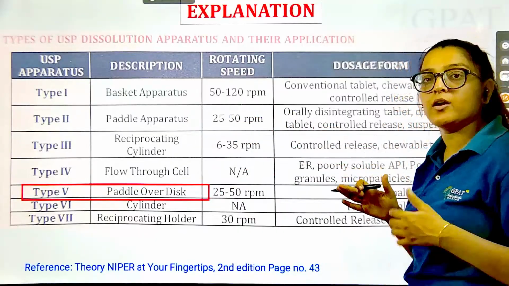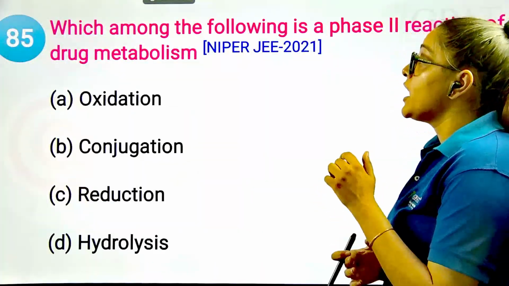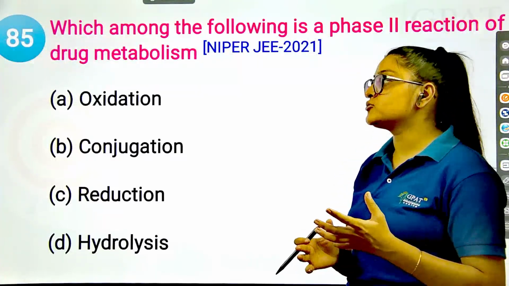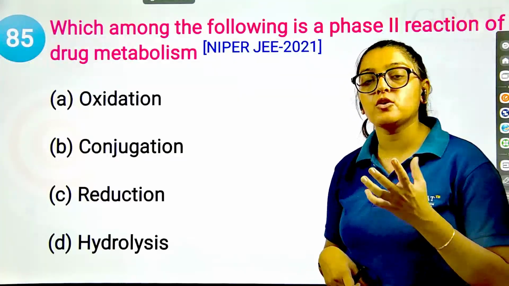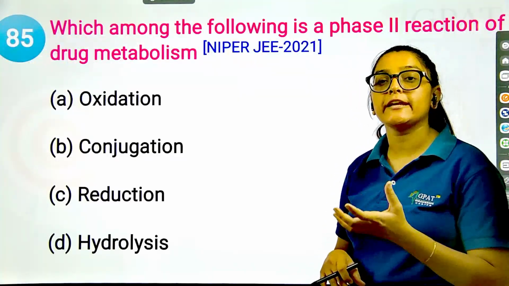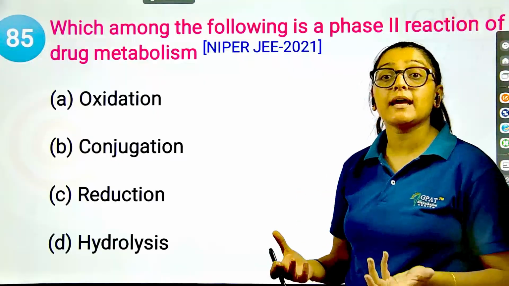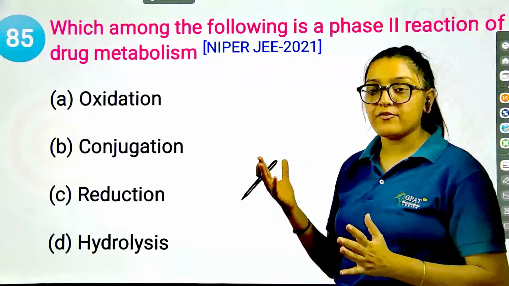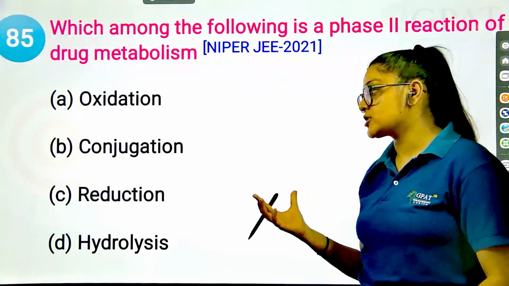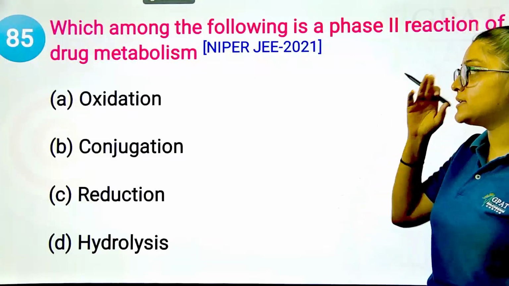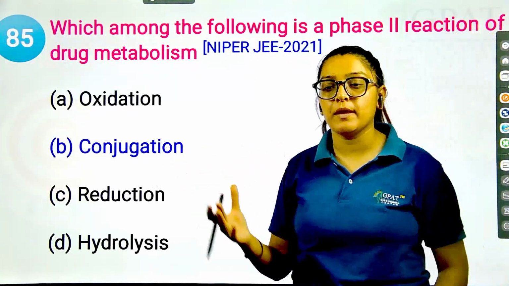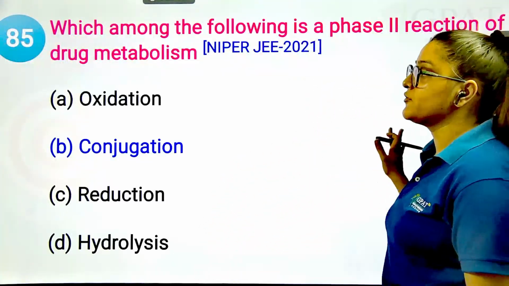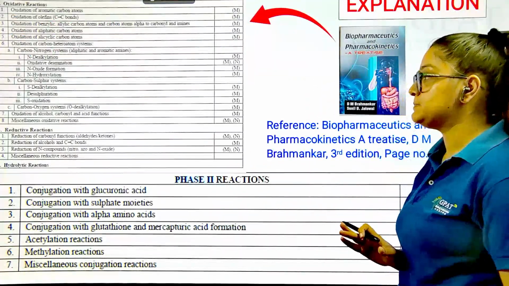Next, which among the following is a phase 2 drug metabolism reaction? So phase 2 involves the addition of the conjugating agent and we have certain enzymes. Generally the transferase enzymes are used for making the drug metabolite more polar, right? So we have oxidation, conjugation, reduction or hydrolysis. So in this case you can spot the conjugation to be a phase 2 metabolism reaction, right? Correct answer will be option number B.